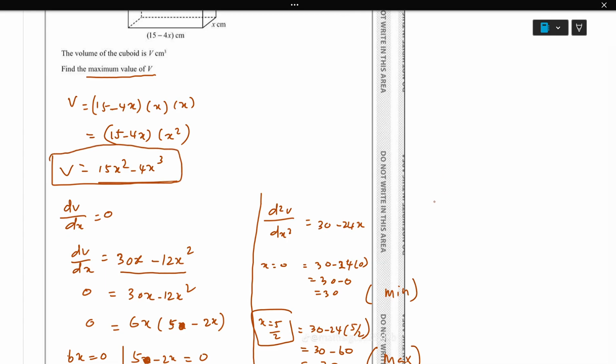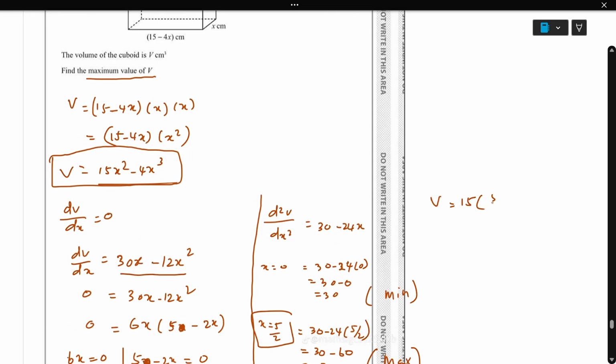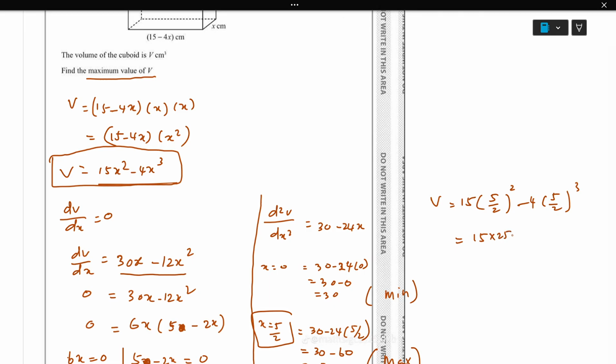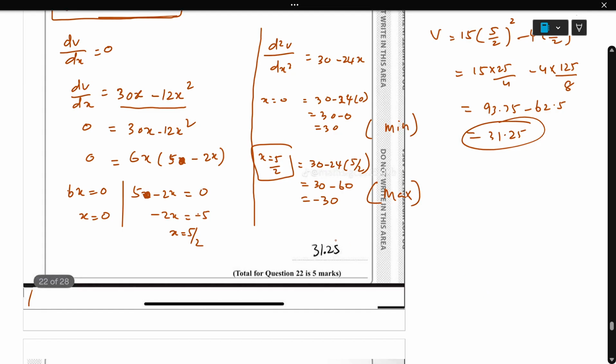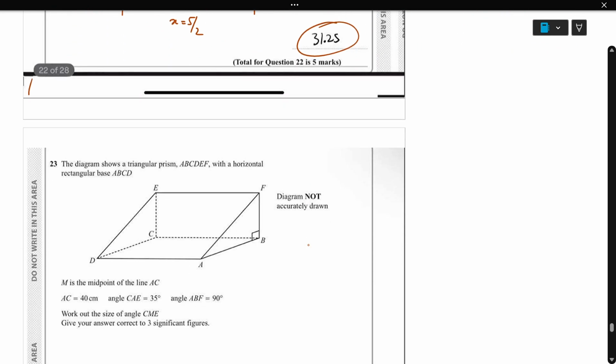Just substitute here volume equal to 15 into what is the x value? 5 by 2. 5 by 2 whole square minus 4 into 5 by 2 whole cube. So when you calculate, our answer is 15 into 25 over 4 minus 4 times 125 over 8. So 93.75 minus 62.5, the answer is going to be 31.25. So 31.25 is the correct answer here.